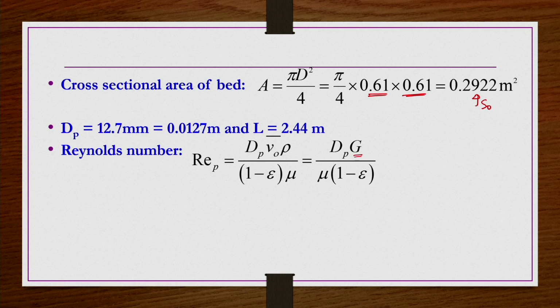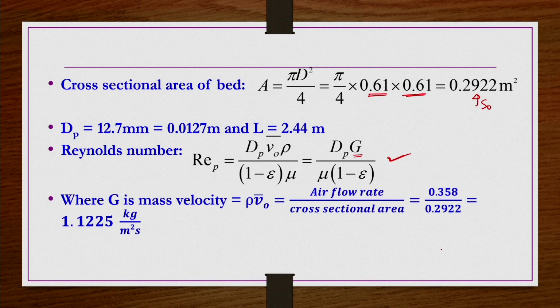That is the reason we have written the Reynolds number in terms of g, that is, mass velocity, which is nothing but rho V naught bar. That should be nothing but the air flow rate divided by the cross sectional area. Whatever the air flow rate is, if you divide by this cross sectional area, then you will get the mass velocity in kg per meter square second. Okay.